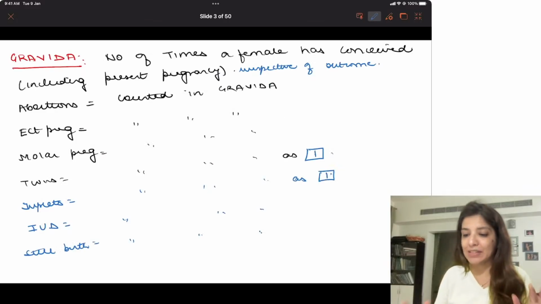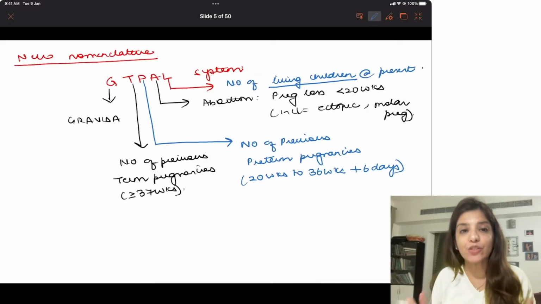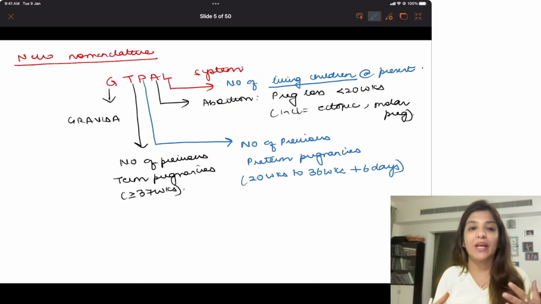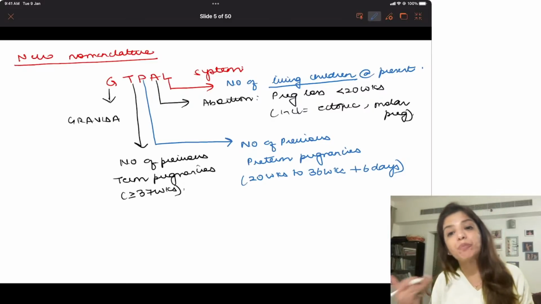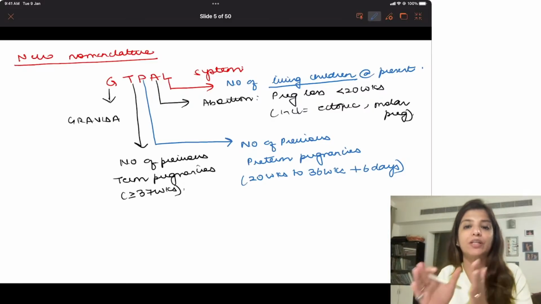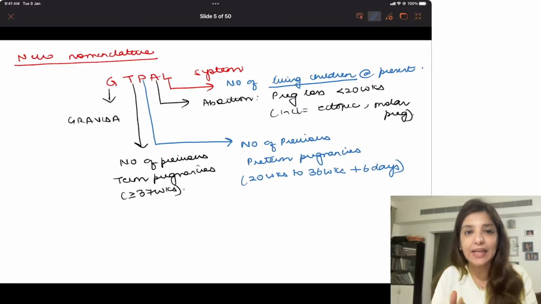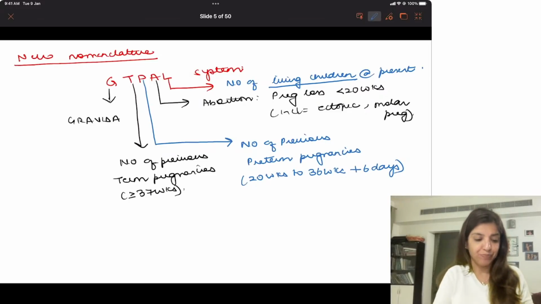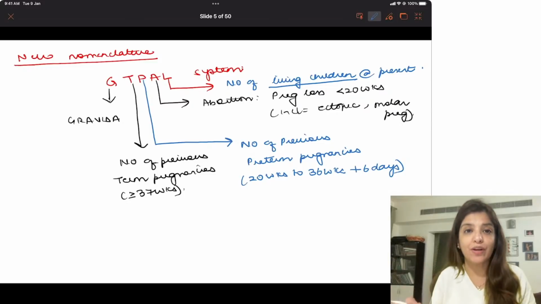Now in the GTPAL system, G stands for gravida, T for the number of previous pregnancies which were term, and term pregnancies means pregnancies of more than 37 weeks. P stands for the number of previous preterm pregnancies, from 20 weeks to 36 weeks plus 6 days. A stands for the number of pregnancy losses at less than 20 weeks, which includes ectopic and molar pregnancy. And L stands for the number of living children at present.